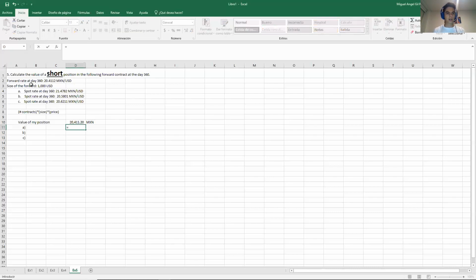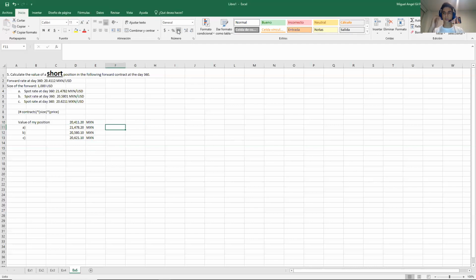So let's do the calculation for the letter A. So it will be 1 times 1,000 times the price. In this case is 21.4782. I will continue doing the 3. So in the end, I will give the format. The second one is 20.5801. And the last one is 1 times 1,000 times 20.62. So these 3 are in pesos.